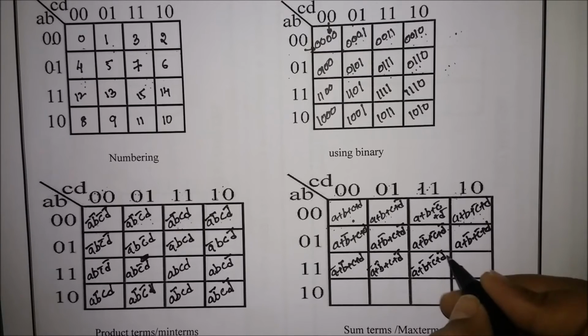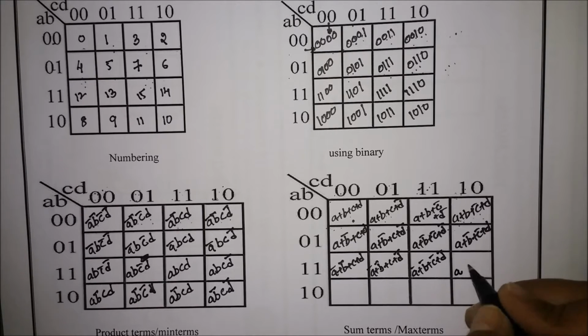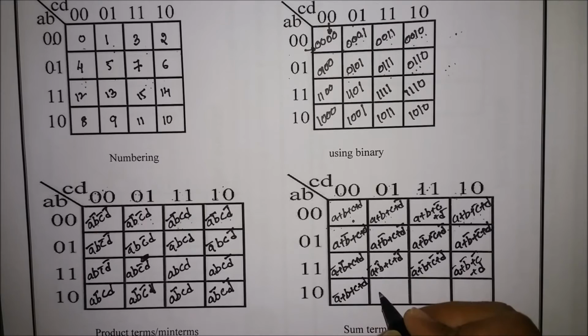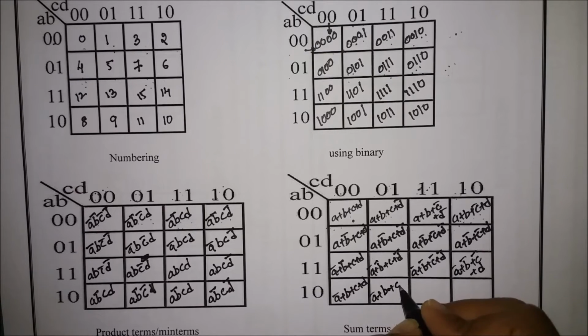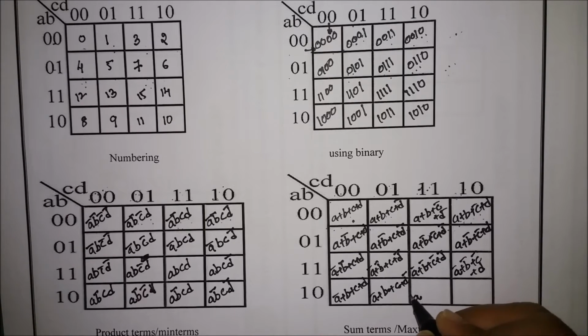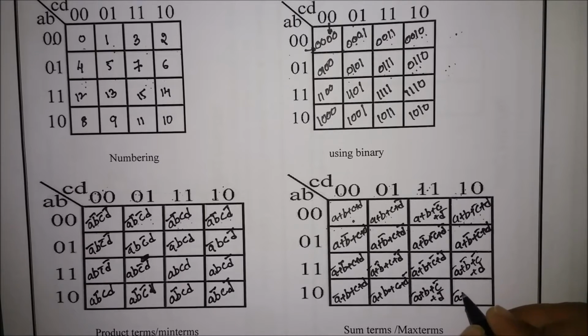Next one here what we have is a bar plus b bar plus c bar plus d, and here a bar plus b plus c plus d, and here we have a bar plus b plus c plus d bar, and here it is a bar plus b plus c bar plus d bar, and here it is a bar plus b plus c bar plus d.